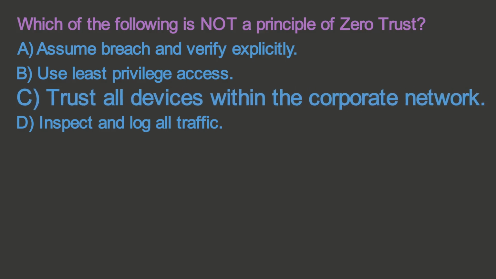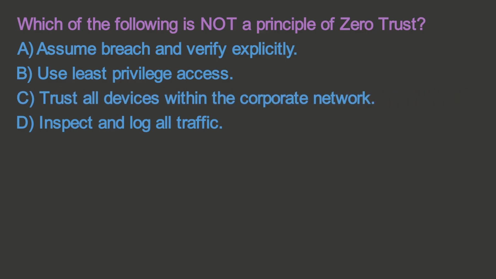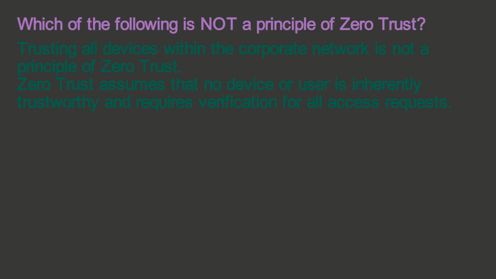The correct answer is C. Trust all devices within the corporate network. Trusting all devices within the corporate network is not a principle of Zero Trust. Zero Trust assumes that no device or user is inherently trustworthy and requires verification for all access requests.